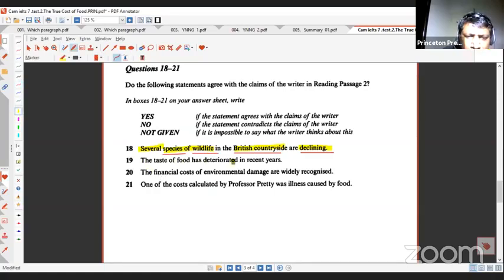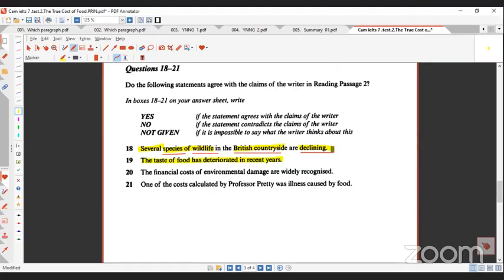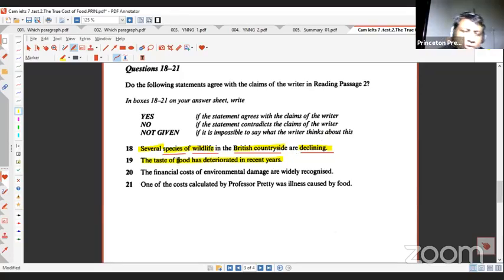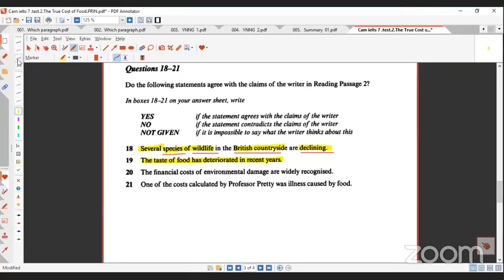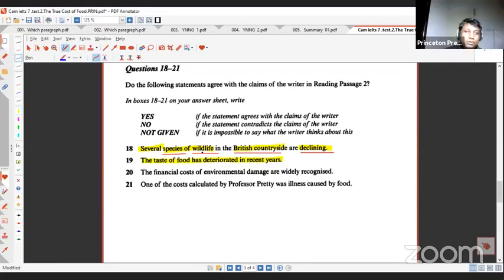The taste of food has deteriorated in recent years. Do you think common sense helps here? Is this true or not true? Can we try common sense? Yes, of course, we can check later whether it helps. Sometimes it helps, if you are in a situation where you don't have anything else to do, can we just put yes, no, not given?